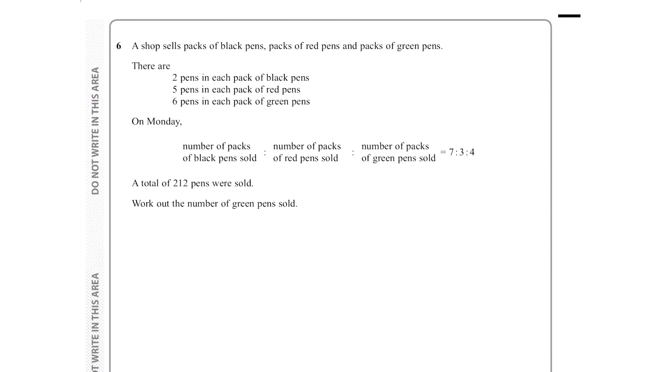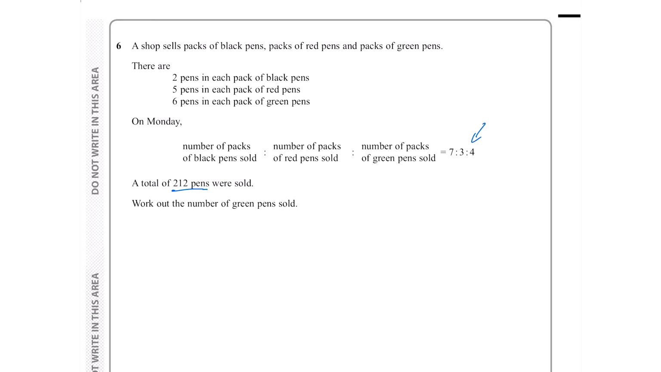Shop A sells packs of black pens, red pens, and green pens. There are 2 pens in each pack of black pens. There are 5 pens in each pack of red pens. There are 6 pens in each pack of green pens. On Monday, the number of packs of black, red, and green sold are in the ratio of 7, 3, and 4. A total of 212 pens are sold. This is where you want to be careful. This is the total number of pens, and this is the packs. So they're 2 different things.